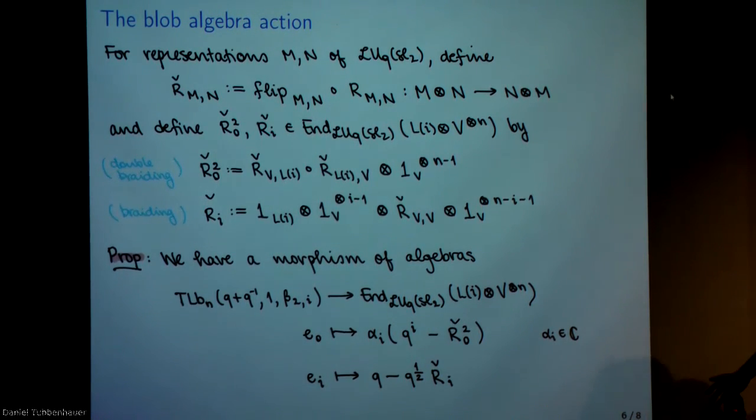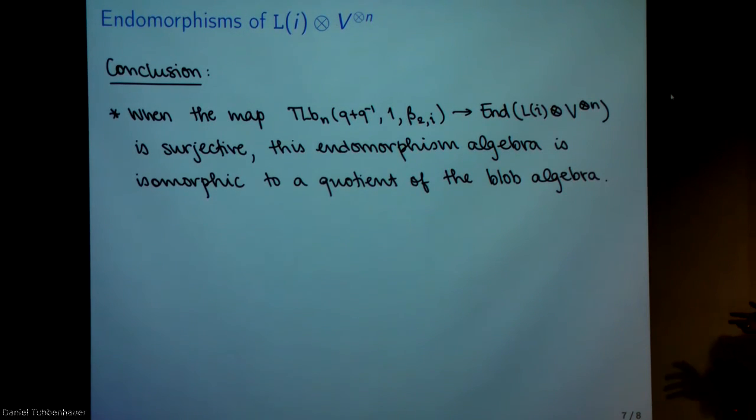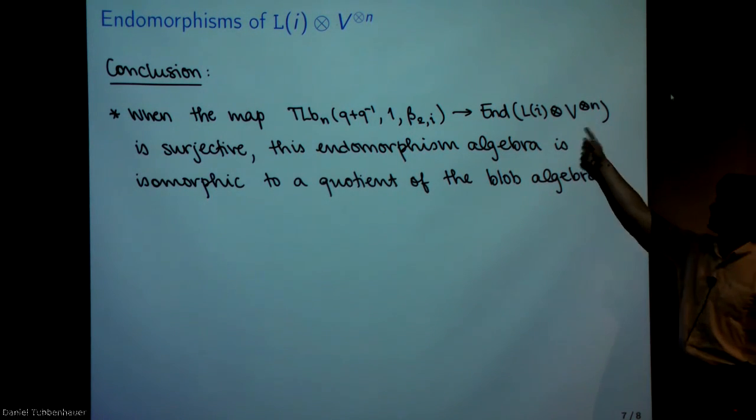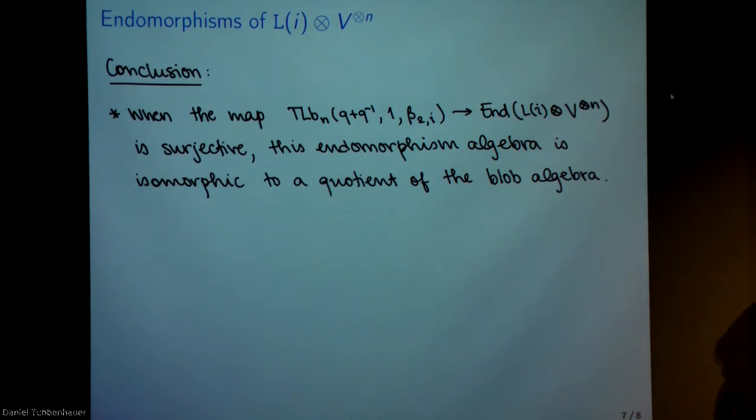And so why is this interesting? Well, this says that if this map is surjective, the endomorphism algebra of this tensor space can be realized as some quotient of the blob algebra. And so it would be interesting if we could actually identify this quotient.